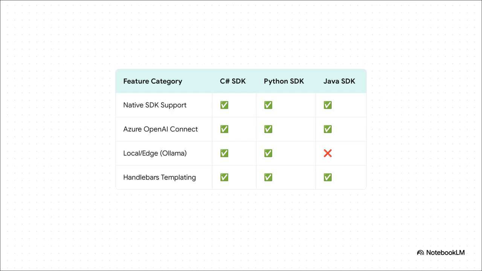And check this out, because this shows just how flexible it is. A lot of people might think, oh, it's Microsoft, so it's only for Azure. Nope, not at all. It supports the big three enterprise languages, C#, Python, and Java. And it even has connectors for running local models, like with Llama. This means you can do multi-cloud. You can run it on your own servers. And for big companies worried about data privacy and costs, that is a massive, massive deal.